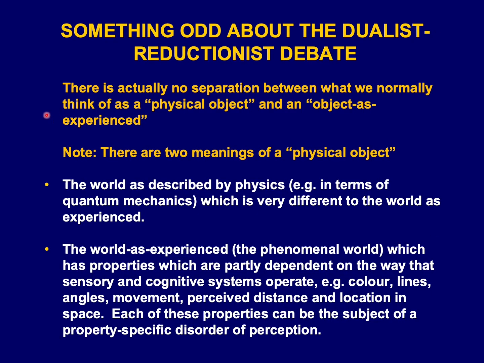And what follows from a very simple experiment is the conclusion that there actually is no separation between what we normally think of as a physical object, which is just the objects that we see around us, and those objects as experienced. Now, it's important to recognize that when we talk about a physical object, we use the term physical in two quite different ways.